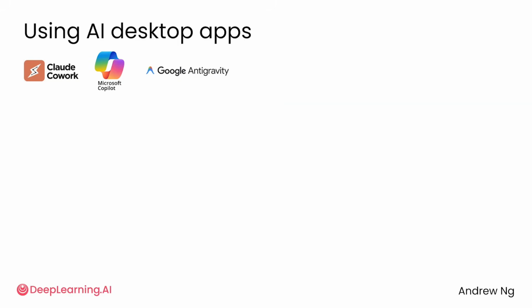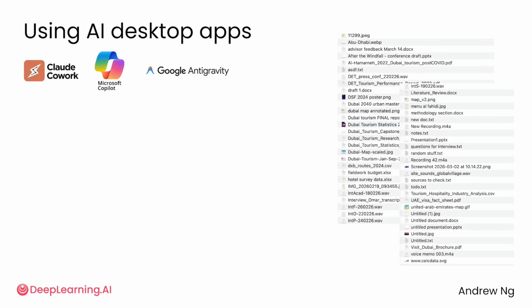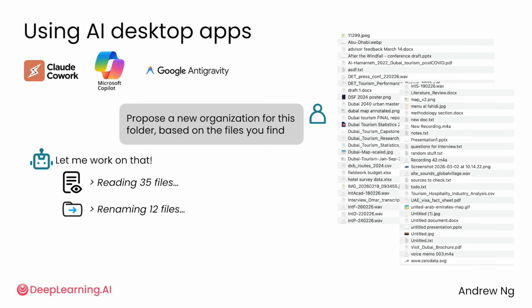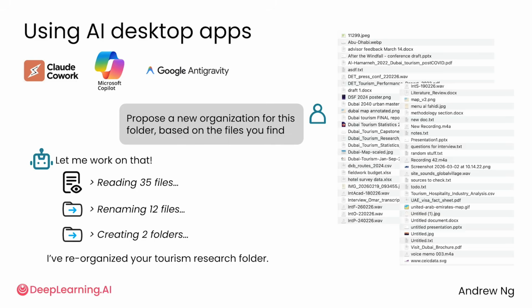Let me illustrate a common use case for these AI desktop apps. If you have been doing research on a topic and have a messy folder with lots of PDF research reports, images, and so on, you can, with one of these apps, ask it to read through the files in the folder and propose a new organization for it based on what it finds. In this example, the AI is able to look through this folder and apply a bunch of changes, renaming files, moving files around, creating subdirectories to come up with a much more sensible organization for this.